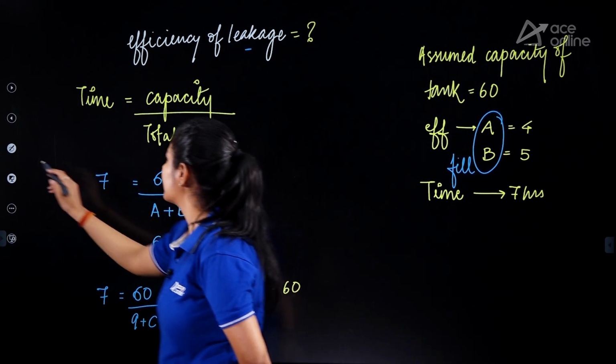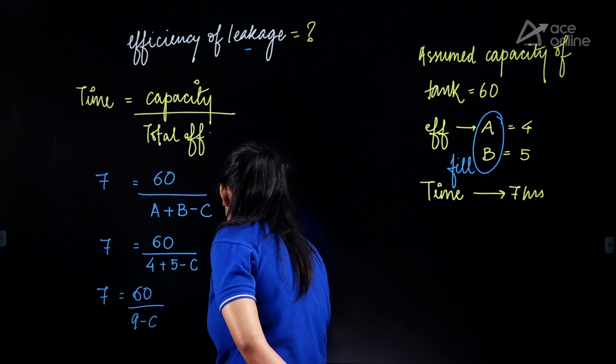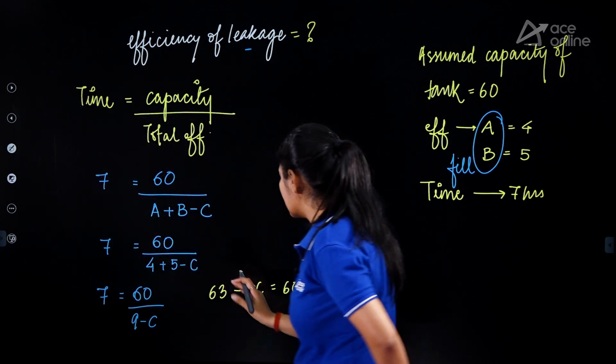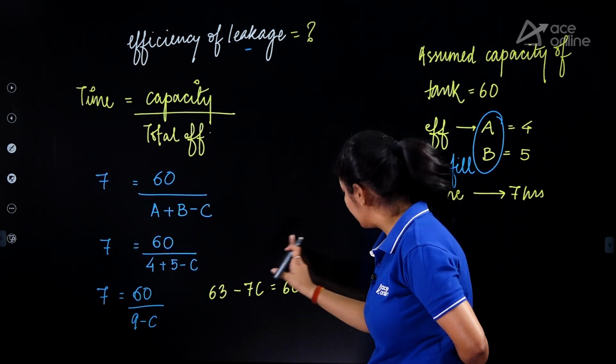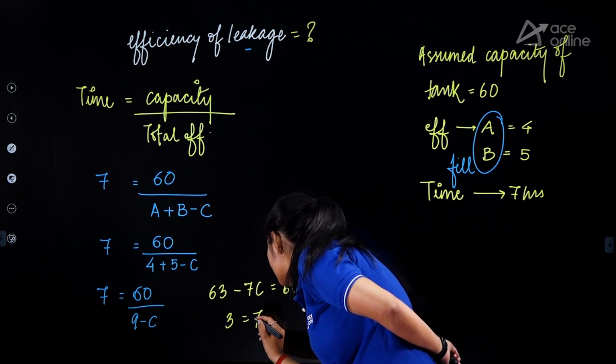Okay, here we are having minus sign, right? Okay. So we will do one thing, we just shift this particular value to this side and this value to this side. Here we will get 3 equals 7c.